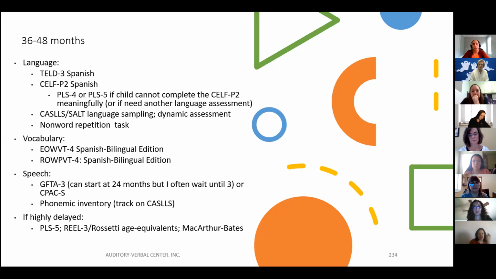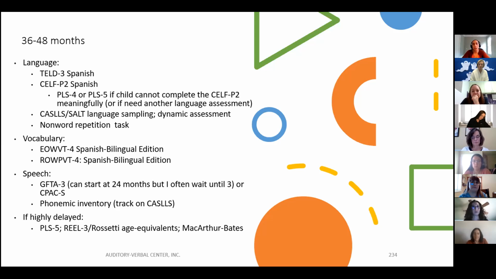And then for 3 to 4, I'll give the CELF-P2 in Spanish, and then if the child really can't complete the CELF-P2, if that's too difficult and we just can't get a basal, then I'll sometimes give the PLS-5. I found the PLS-5 or the PLS-4 is more accurate as the child is older, as there's more of a significant language delay, if that makes sense. But again, CASTLES language sampling, dynamic assessment.